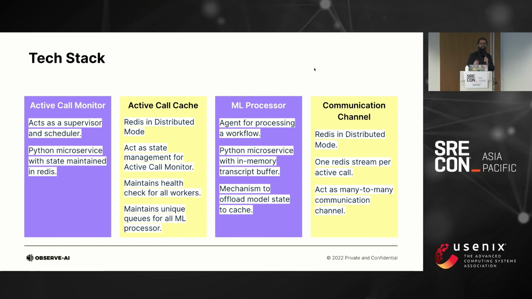Coming to the ML processor, this is where the workflow or the intelligence happens. This is the agent in the SAS pattern for processing the workflow. Currently, this can also be modeled as a Python microservice with an in-memory buffer. And this also has mechanisms to offload the ML model state to a particular cache in terms of failures. I'll come to that design pattern as well. And then the communication channel can be simply modeled as Redis in distributed mode as well, which gives you many-to-many communication with redundancies. And we do maintain one stream per active call. So if you have 100 calls, you'll have 100 streams, so that all the data, all the intelligence can be read from a single stream of data.